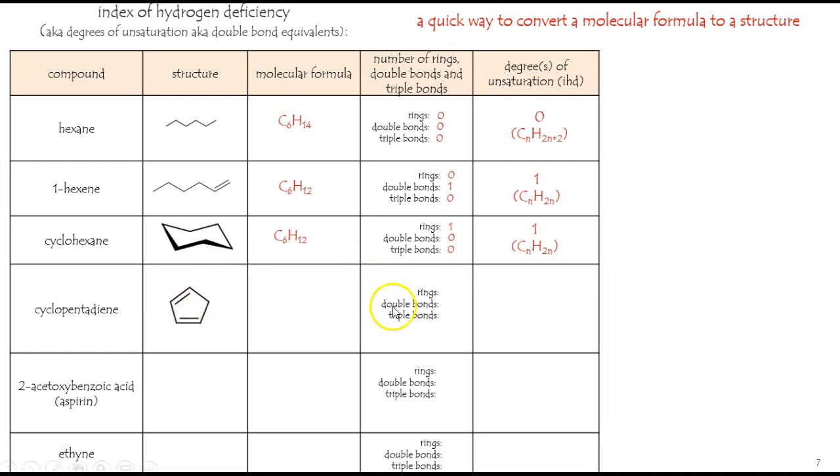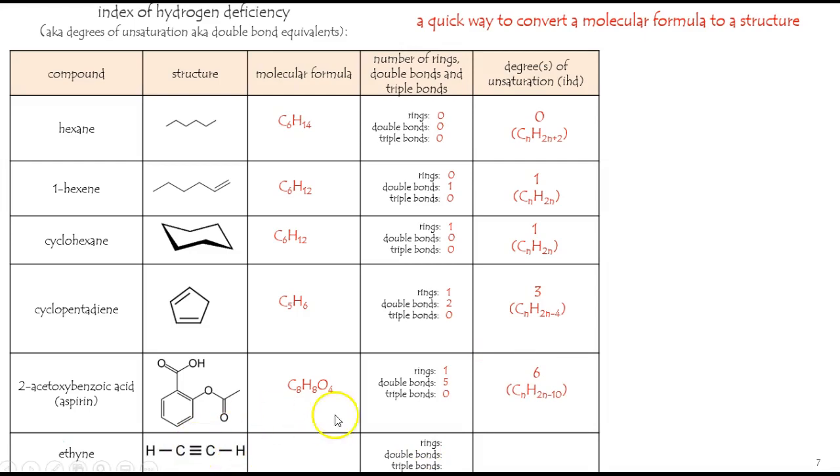Cyclopentadiene, sparing you the trouble of going through the details now. C5H6, that's CnH2n minus, what is it, 4 or so? And that is a ring and two double bonds, IHD equals 3. Aspirin, we should be able to do this. Let's go right to the answer. I see 3, 4, 5 double bonds and a ring. I think that's an IHD of 6. Bammo. Ethyne has a triple bond, which is the same as two double bonds in terms of addition, so the IHD there is 2. Fine.